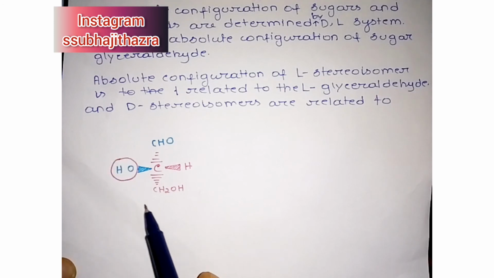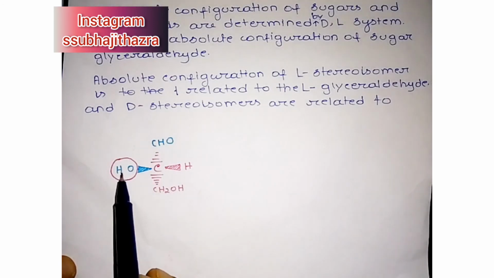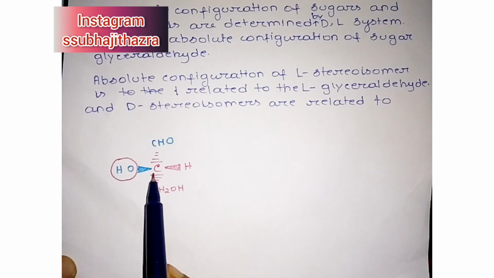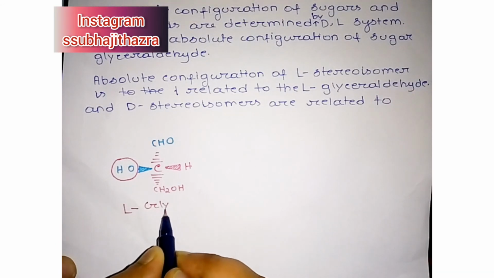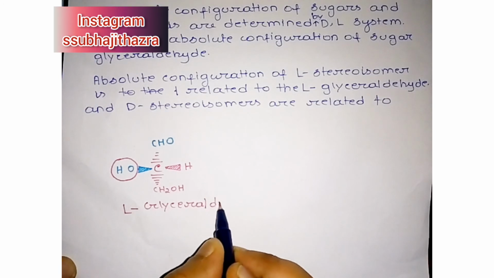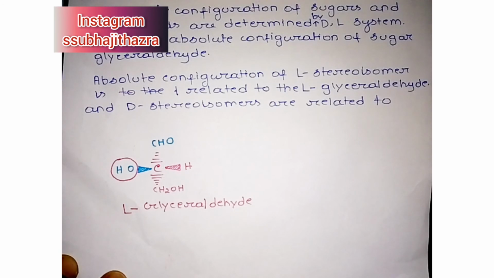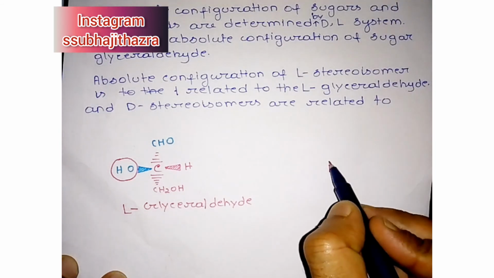Glyceraldehyde is a 3 carbon sugar: 1, 2, 3. The functional group OH is present on the left side of this chiral carbon. That is why it is called L-glyceraldehyde. On the other hand, the structure of D-glyceraldehyde.